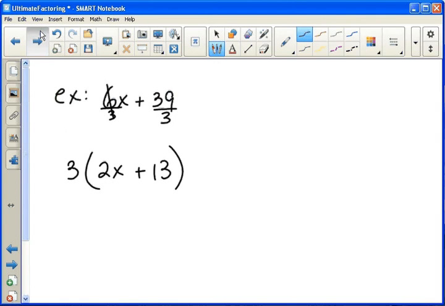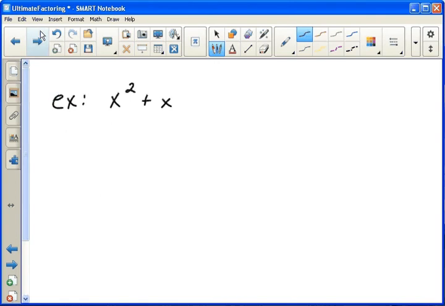Next we have x squared plus x. Well, these have no coefficients except for the understood 1, so there's not going to be a number we pull out this time, but there is something they both have in common. Both of these have just an x. So we pull an x out front. We divide x squared by x, that gives us x. We divide x by x, and that leaves us 1.